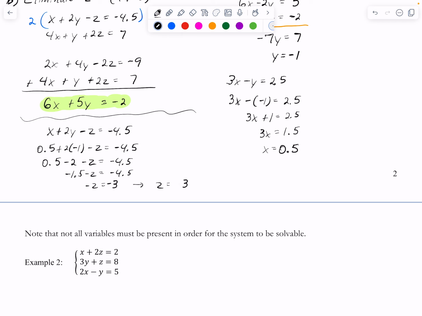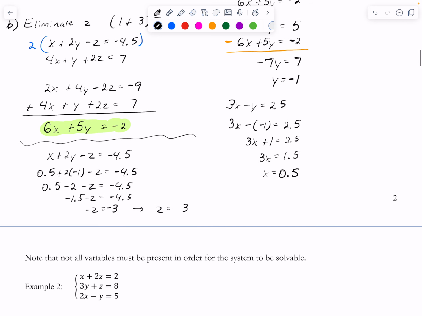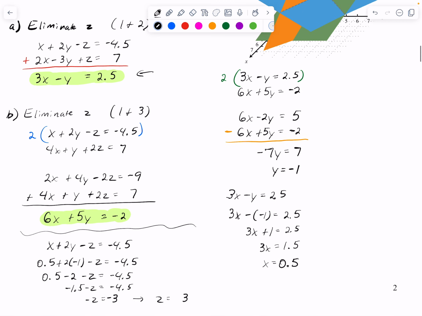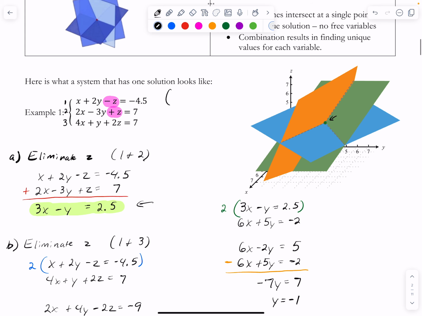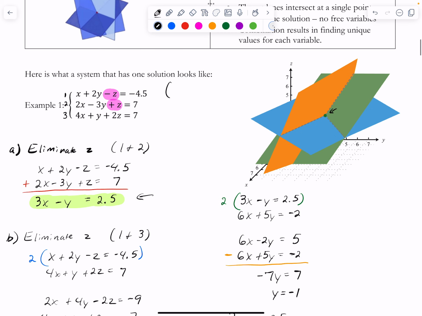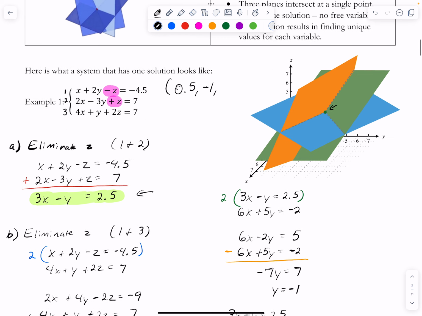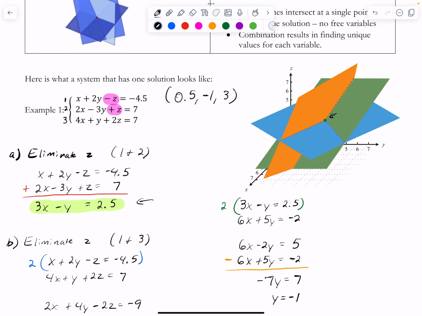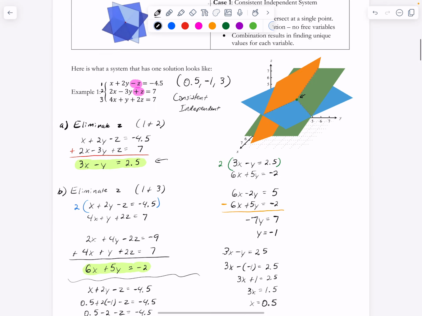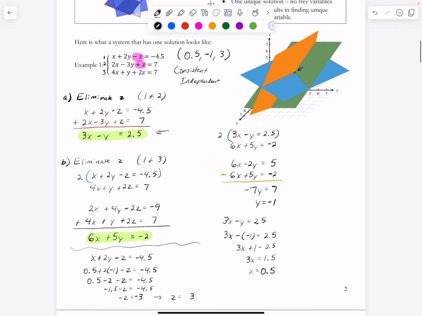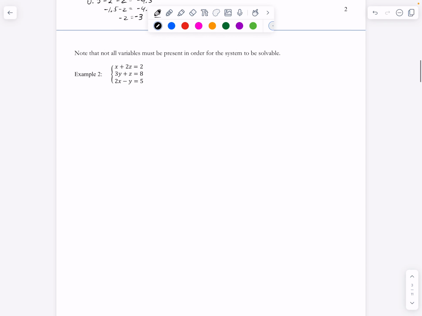That makes more sense. All right, so when you write your solution for this, because you ended up having a value for each of these, you can write this as my x was 0.5, my y is negative 1, and my z is positive 3. And the way we write this is a consistent and independent solution, because we were able to find that one point where these three planes intersected. Okay, so that's kind of in a nutshell how we're going to solve each of these types of problems. Okay, let's do another example.